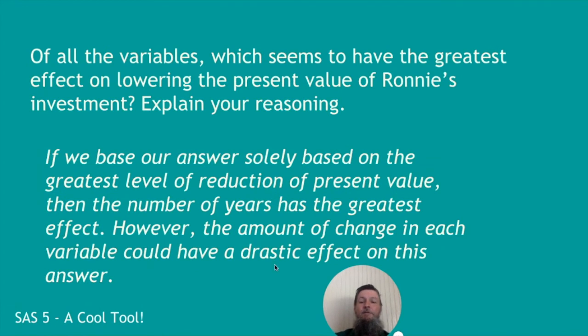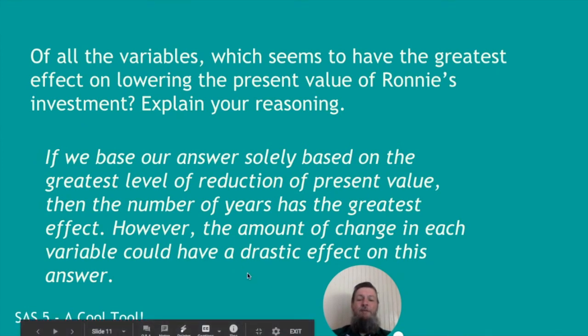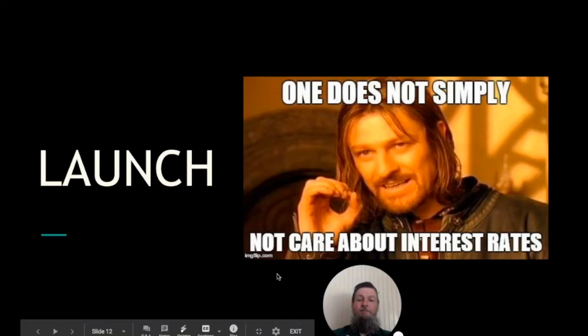So of all the variables, which seems to have the greatest effect on lowering present value, if we base our answer solely on the greatest level of reduction of present value or the greatest discount rate, then the number of years has the greatest effect. However, the amount of change in each variable could have a drastic effect on this answer.